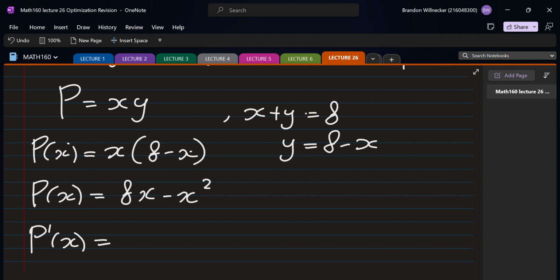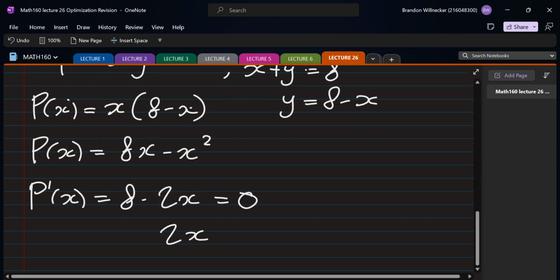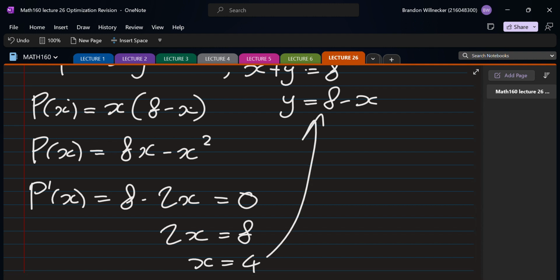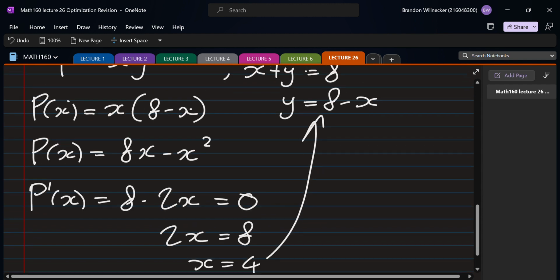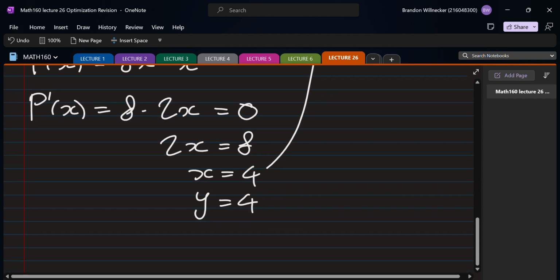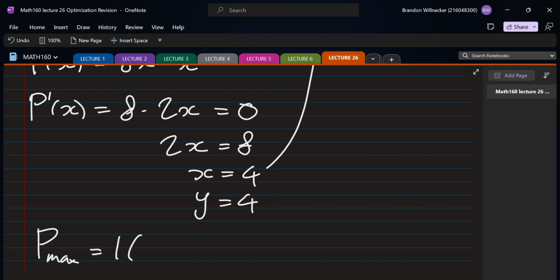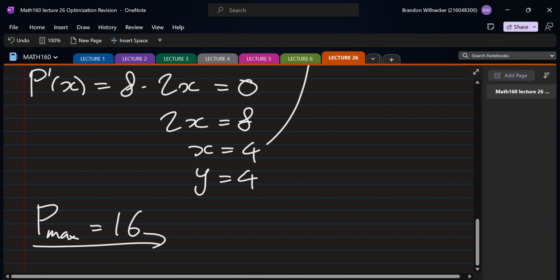So p prime, that will be 8 minus 2x, and we want that to be 0. So 2x must be equal to 8, so x must equal 4. And if x is 4, we can go back to our equation for y over there. So y is 8 minus x, so y is also equal to 4. So the sum will be 4 plus 4, which is 8, so that satisfies the constraint, and the product will then be 16. So p max will be 16. So we have x, y, as well as the maximum product.